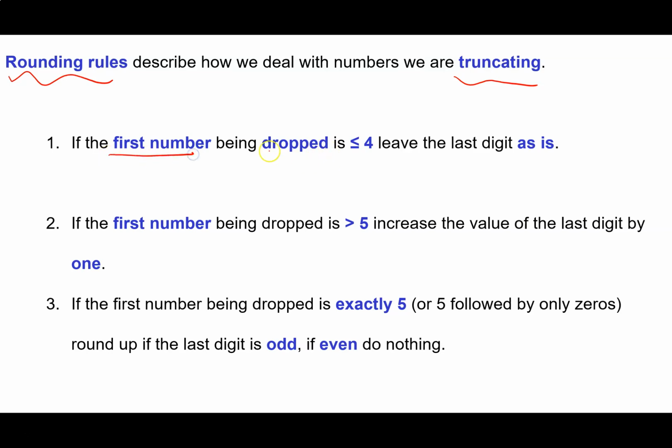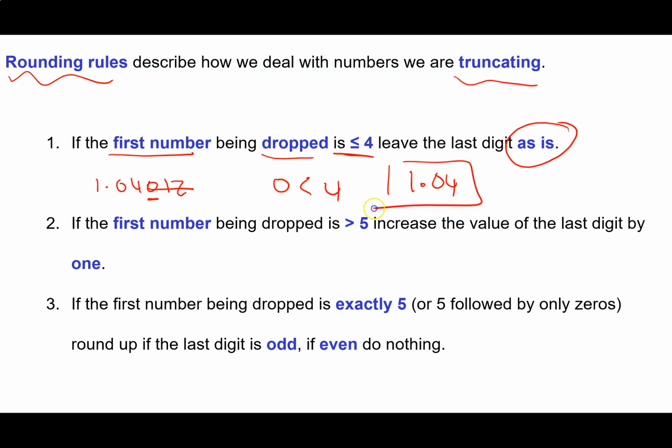If the first number being dropped is less than or equal to 4, do nothing. Just cut off the end of your number. So 1.04012, 0 is less than 4, so I can go ahead and just cut that off, and 1.04 is a good approximation of that number to 3 significant figures.